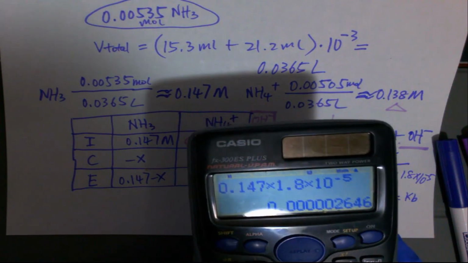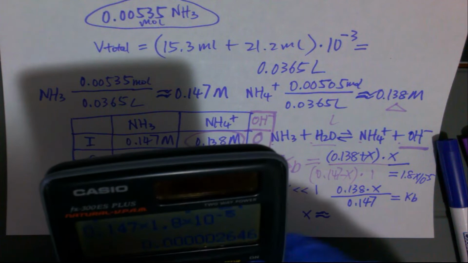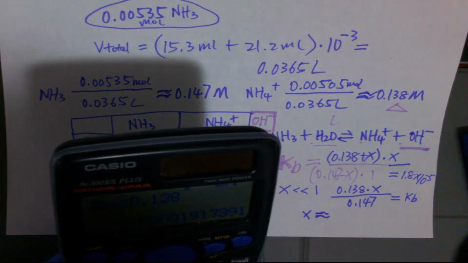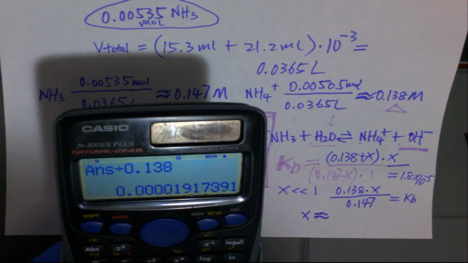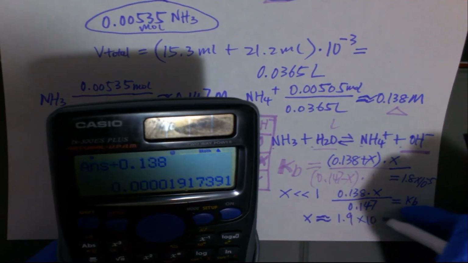Right here, I'm using this calculator. That's the first number. Then we need to divide it by 0.138. So that will be 1.92 multiplied by 10 to the negative 5.